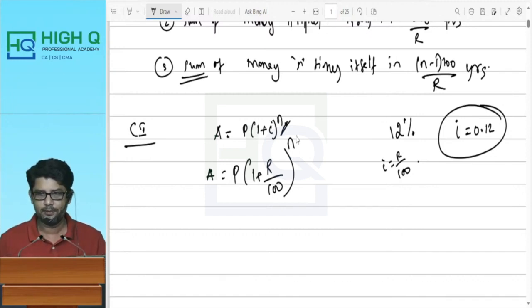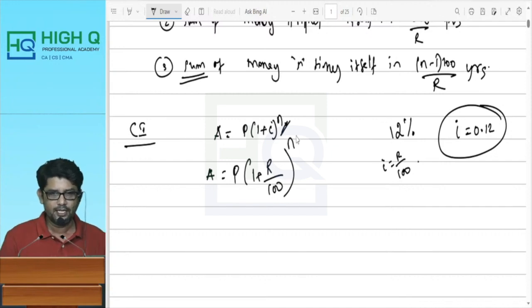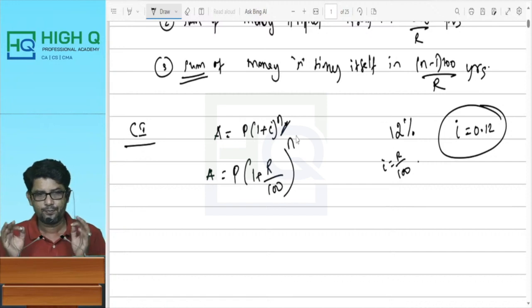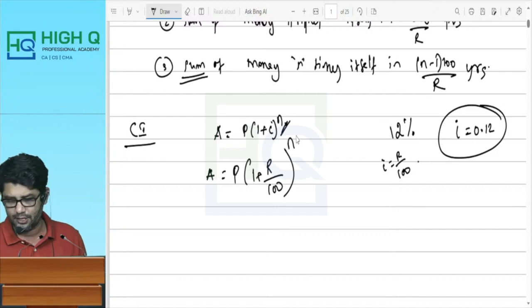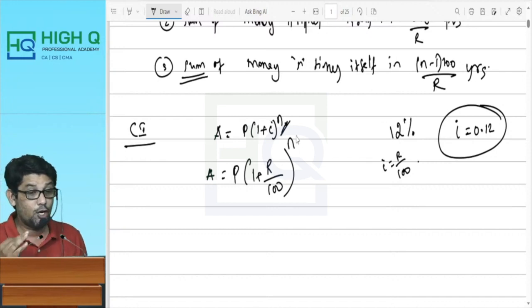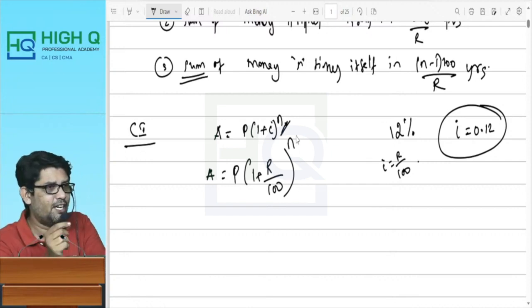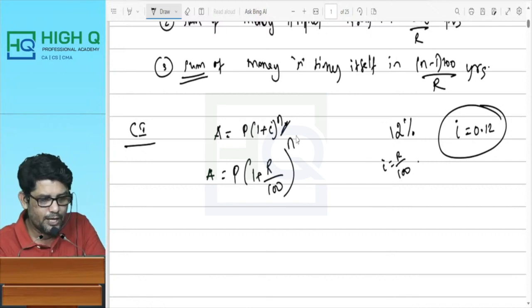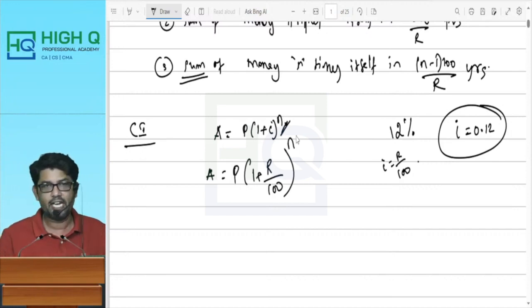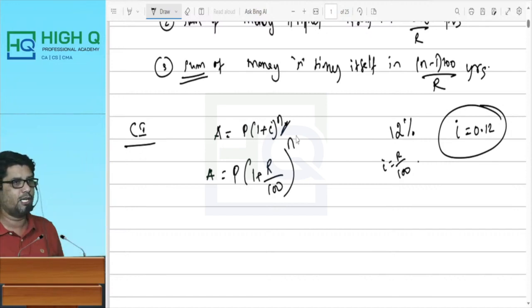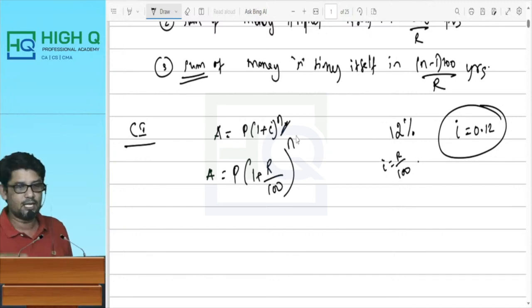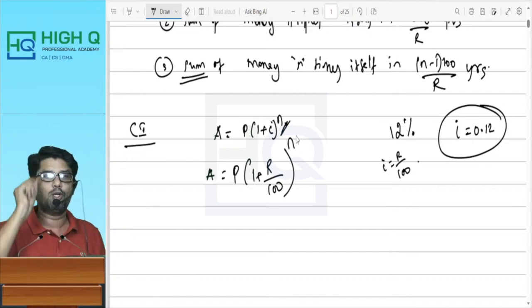Everyone is giving me different types of answers, my dear. No, 0.6 is wrong. It is 0.06. Please don't miss that. I hope now you understand where we are losing marks. This is where you are committing mistakes. Everyone knows what compound interest is, everyone knows what simple interest is, and in spite of knowing the formula, we still commit mistakes because of this reason. 0.06 is the right answer.